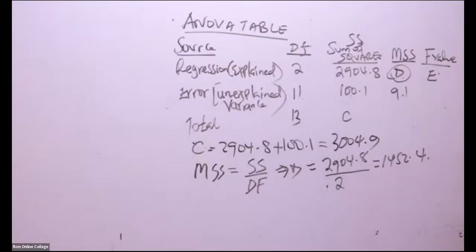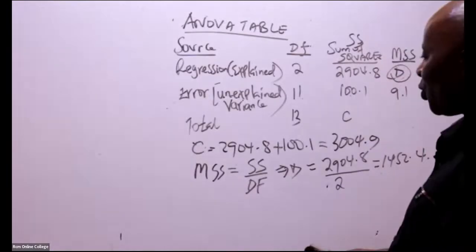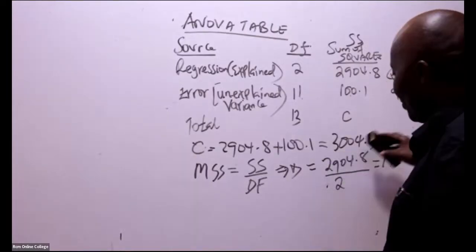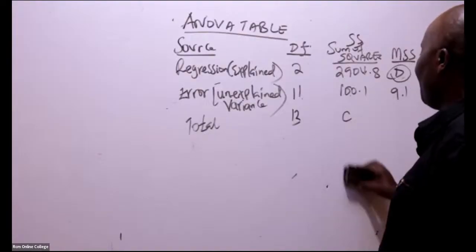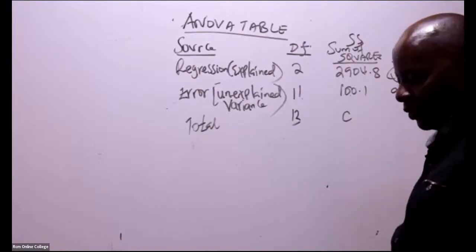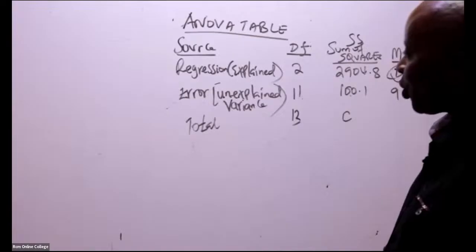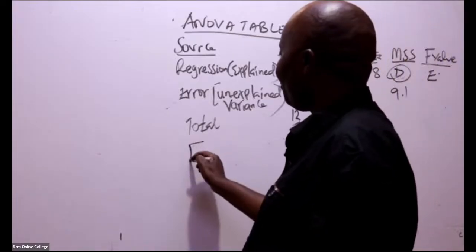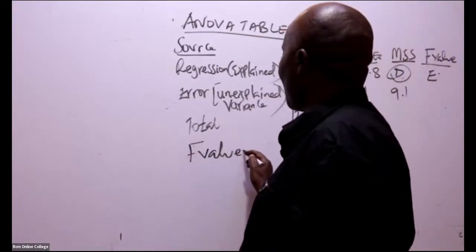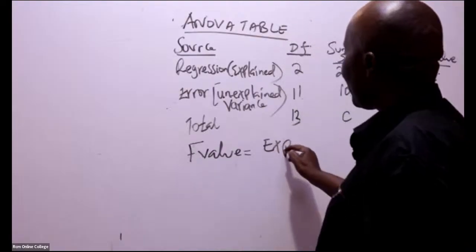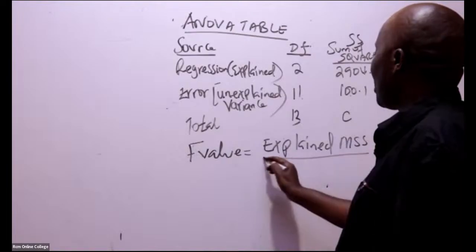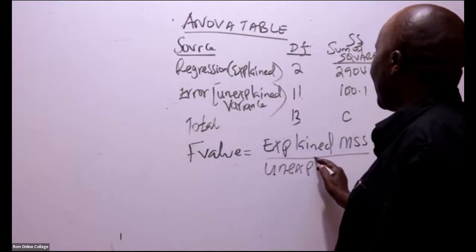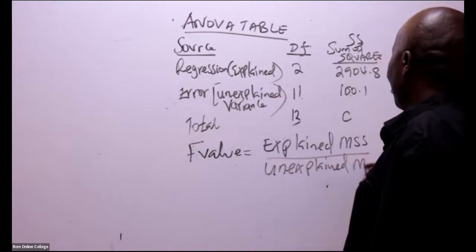Then from there, come to the F value. This F value is very, very critical for you. The F value, with your permission, I'll be able to rub this now. To get this F value, we normally take the explained MSS all over the unexplained MSS.